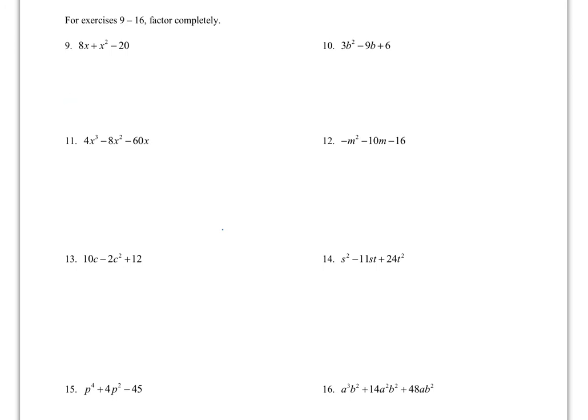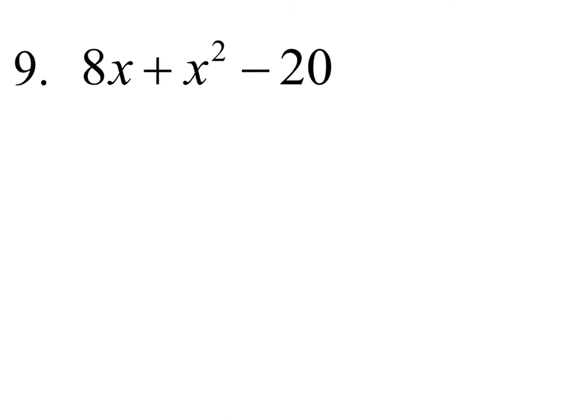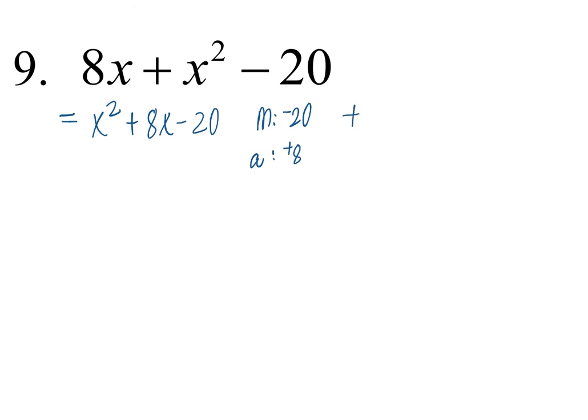So I'm glad that I pointed that out, because this one is not in descending order. I'm going to write it in descending order. And now I'm going to write my statement. We're multiplying to get negative 20. We're adding to get a positive 8. So if you're multiplying to get a negative, your signs are different. And you're adding to get a positive. So your larger number will be positive from that list of factors. So 20.